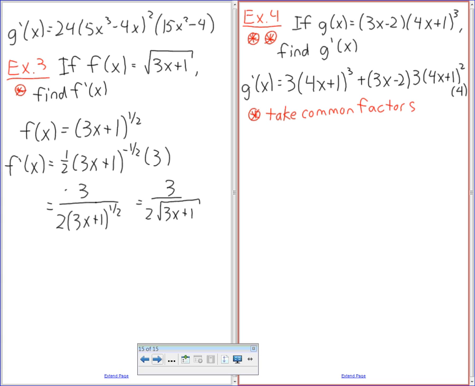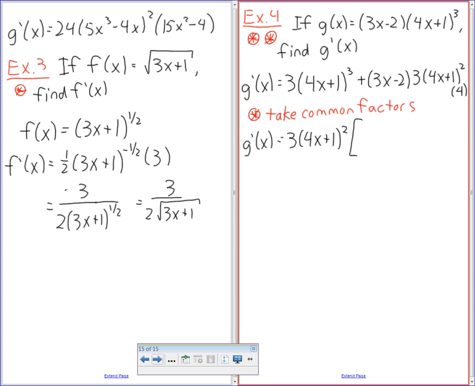Okay, so for both of these terms, what's the same in both of them? Does anyone see anything that's the same in both of them? 4x plus 1 squared, good. Anything else? 3. I see a 3. So I'm going to take out a common factor of 3 bracket 4x plus 1 squared.